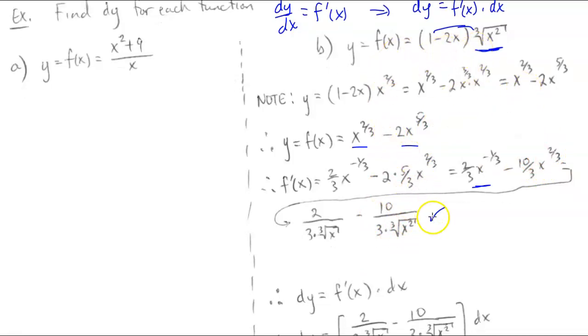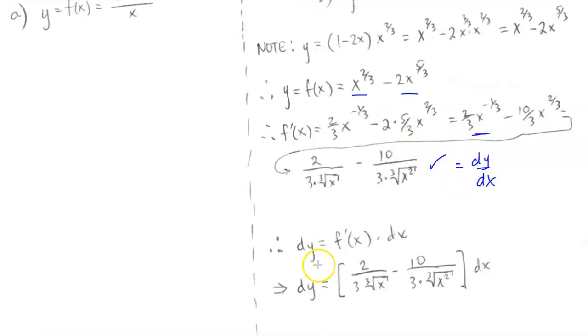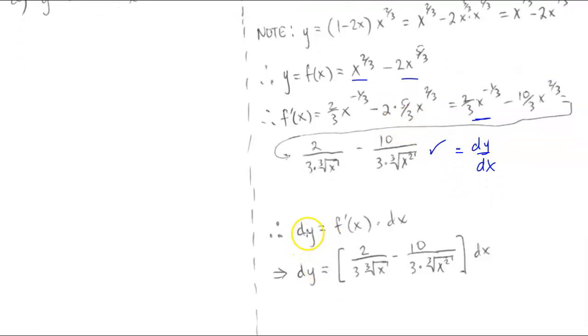And so now all I need to do is, since I know that this is just a derivative of y with respect to x, then the differential of y in this case is going to be f prime of x times dx. And so this will be the formula. So it's essentially whatever this is, put that in parentheses, multiply it times dx.